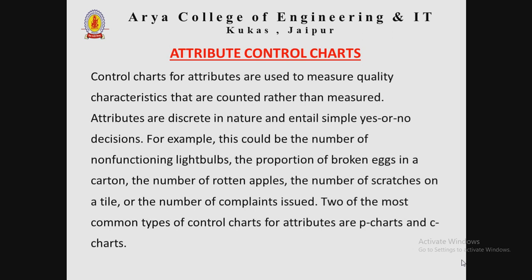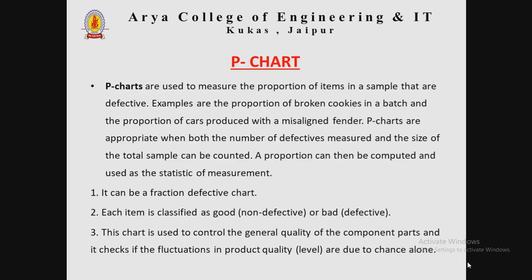The control chart for attributes is used to measure quality characteristics that are counted rather than measured, and an attribute is a number of the. Okay. Now we will discuss the P chart. The P chart is used to measure the proportion of items in the sample that are defective. Examples are the proportion of broken cookies in the batches and the proportion of cars produced with a misaligned fender.